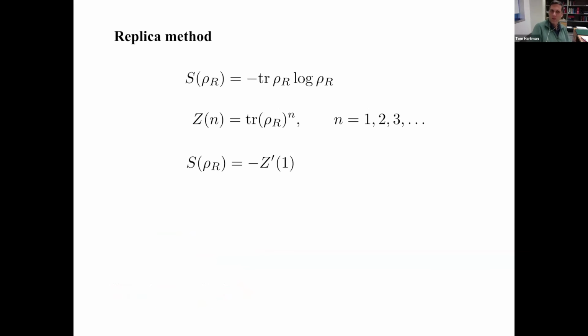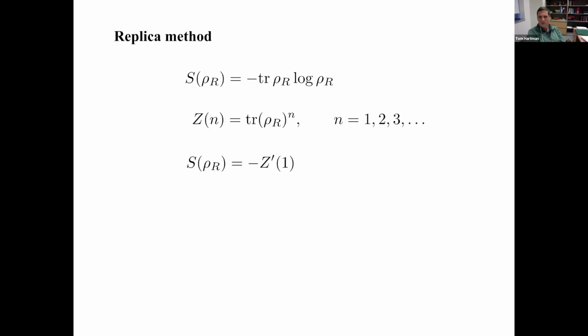We're going to use the replica method. The replica method is a technical trick for calculating von Neumann entropies. The von Neumann entropy that we're interested in is S(ρ) = -Tr(ρ log ρ). That log is tricky. It's hard to calculate a log of an operator. So we're going to simplify this by trading the log for a power. Instead of calculating Tr(ρ log ρ), we're going to calculate Tr(ρ^n).